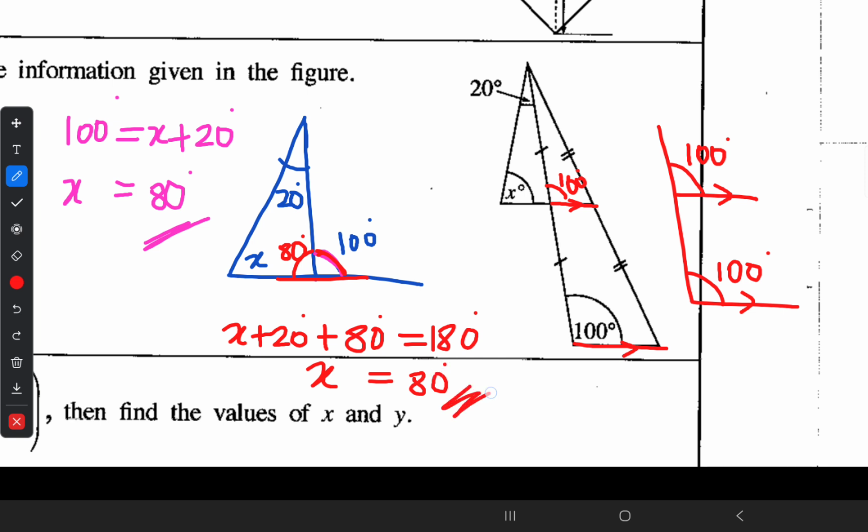There are two methods. Either you can use this one, the exterior angle is equals to sum of interior opposite angles. Otherwise, you can use this method.